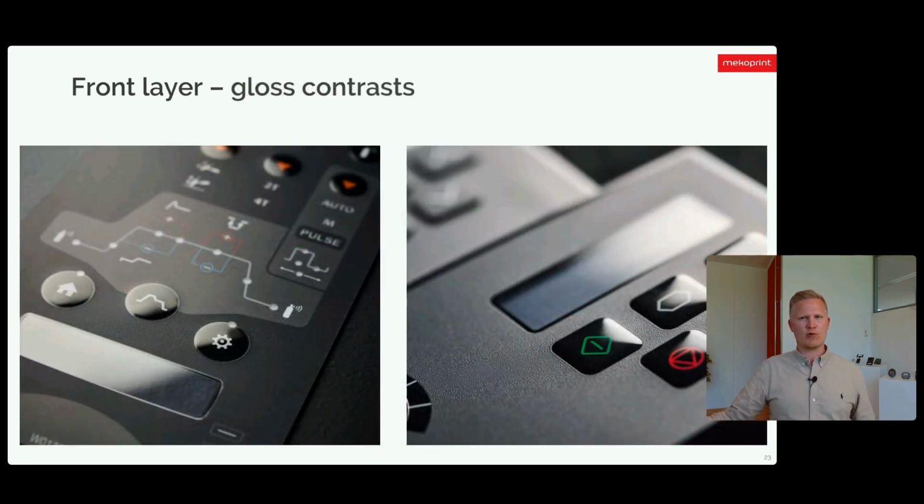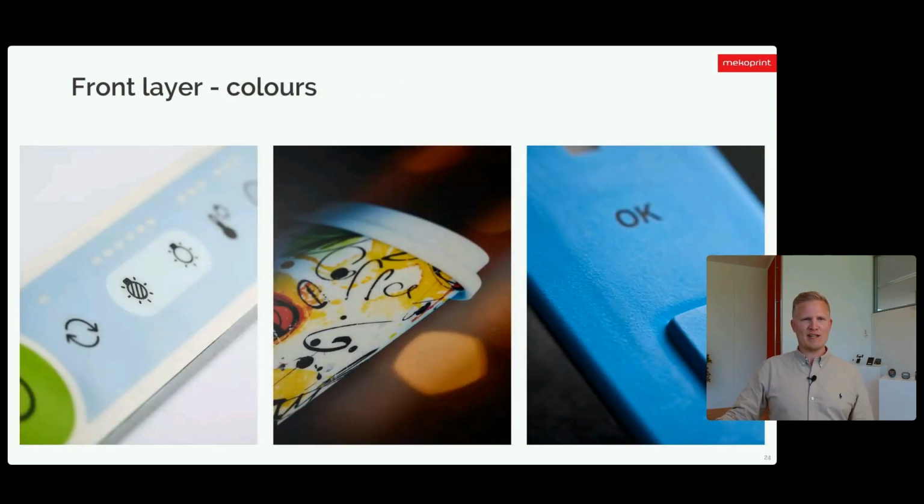Gloss contrast is a good way to highlight buttons or important interaction areas. Here's an example where you can see the buttons are high gloss, and the surrounding surface is matte. When it comes to colors, screen printing colors on foils and films have endless possibilities. And even using digital printing like this, photorealistic graphics and graphics with gradients can be printed. Due to it being flat in the printing process, almost everything can be printed.